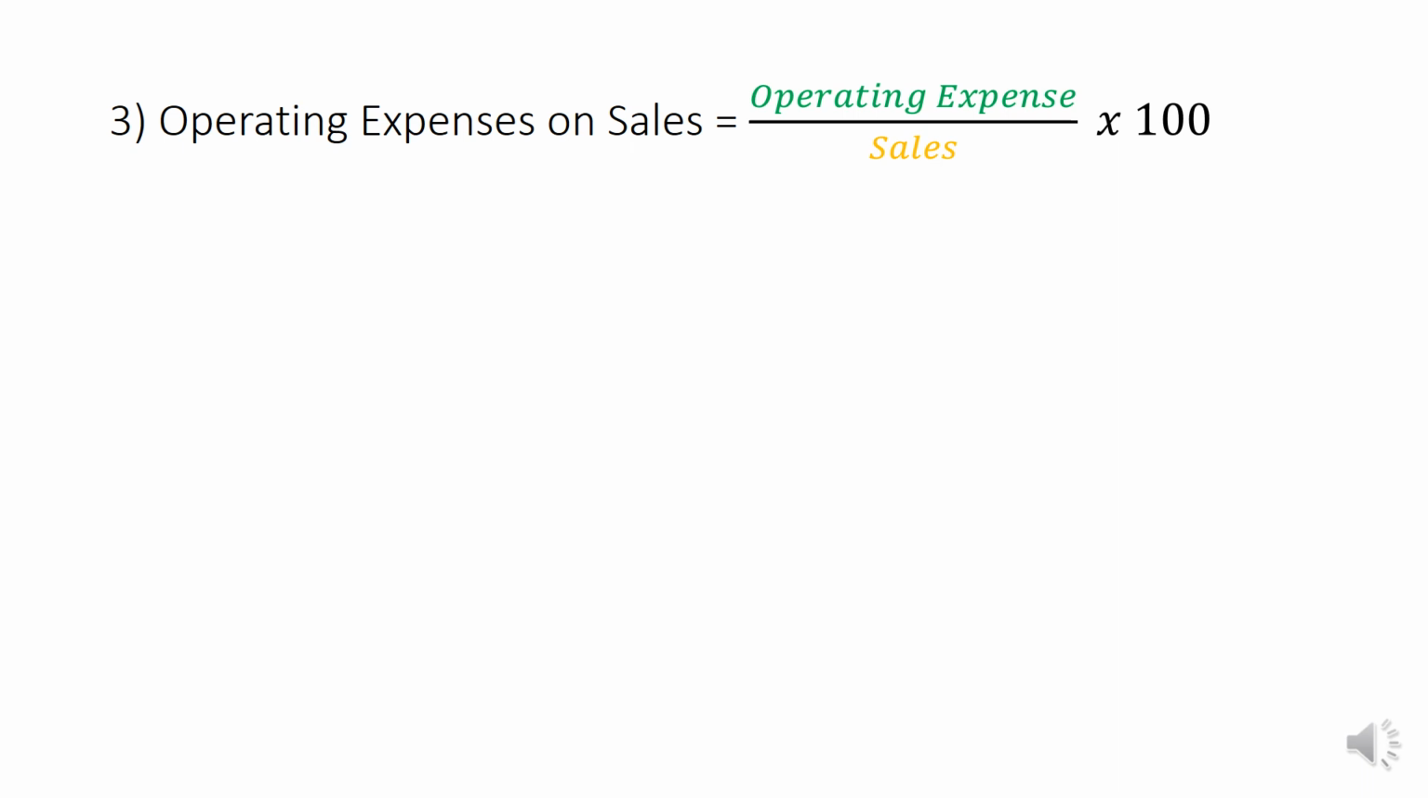Our third calculation is our operating expenses on sales. So our operating expenses will be in green, and that will be divided by our sales, which will be in yellow, and times 100 to get a percentage.